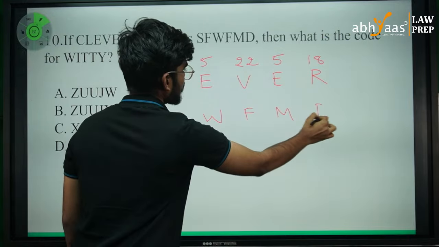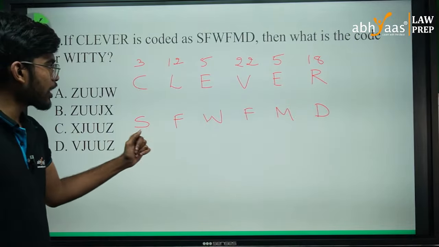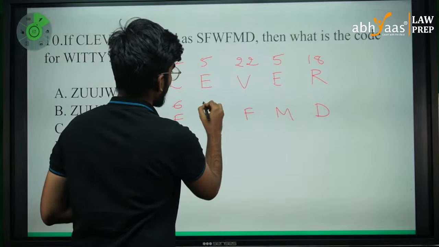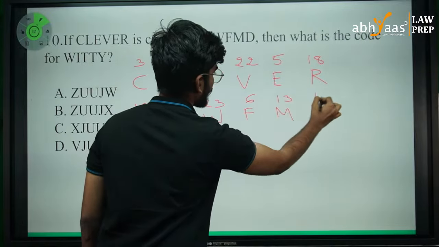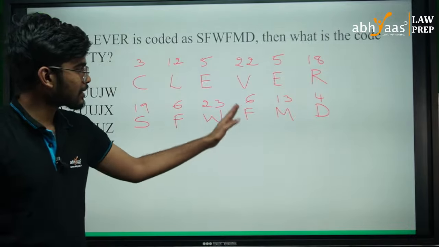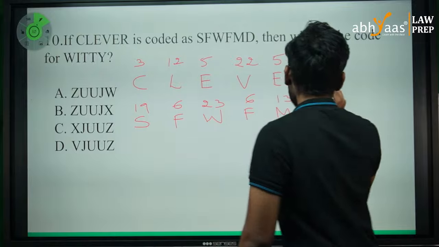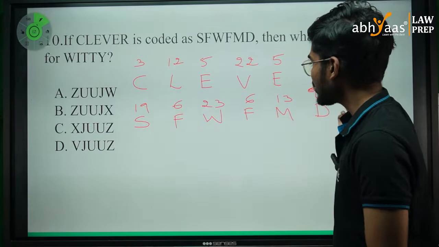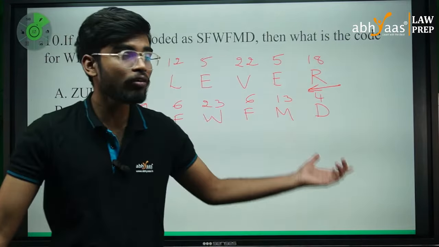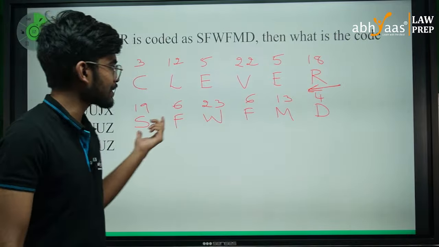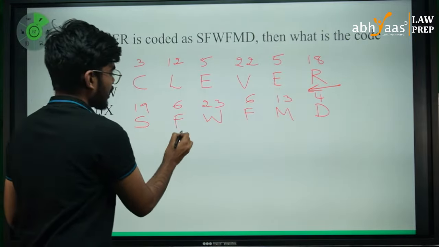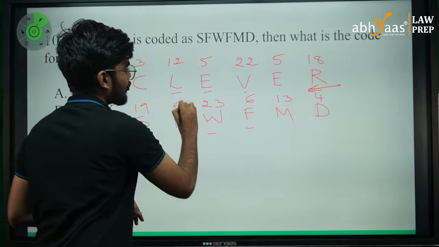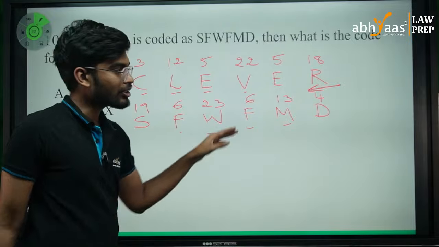Okay. See, this is the code for clever. See, what are the values of this? 9, 6, 23, 6, 13, and 4. See, what is happening in this? Just start from this end, that means start from the right corner, or reverse this. Reverse plus 1. What is R plus 1, or what is the next letter after R? It is S. What is the next letter after E? It is F. Next letter after V, it is W. Next letter after E, it is F. Next letter after L is M. Similarly, next letter after C is D.